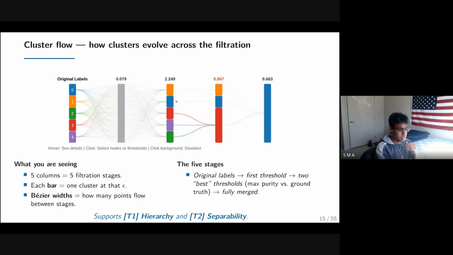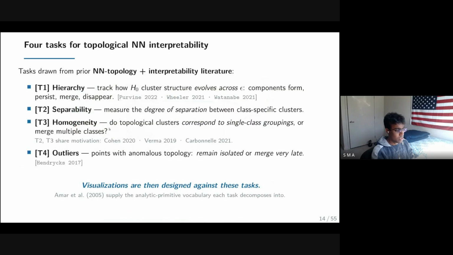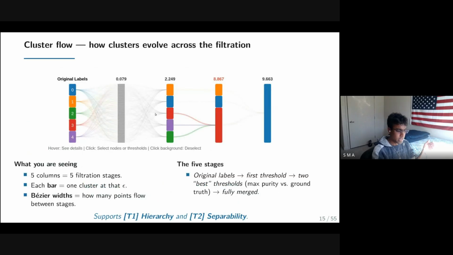This is the five-stage Sankey that we designed to help us understand how these clusters form in the latent space, how far they are from each other, and how separable they are. Are there any outliers? Are they homogeneous, or things like that? And is there any hierarchy in the clusters merging? This visualization tells you all of that.